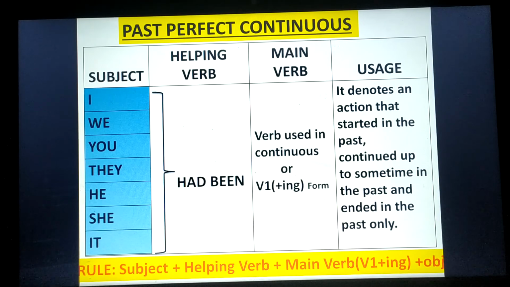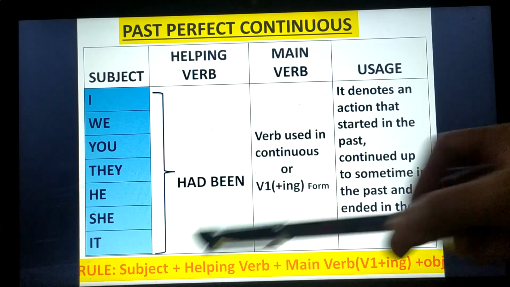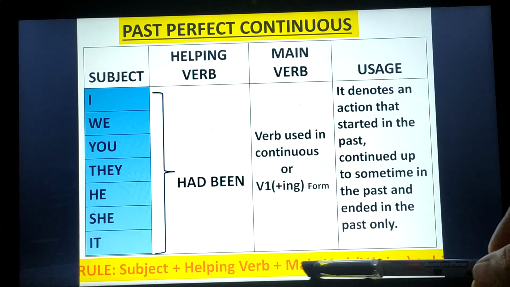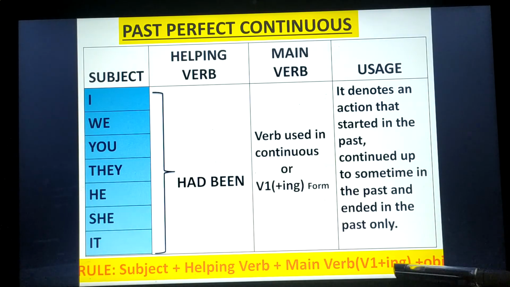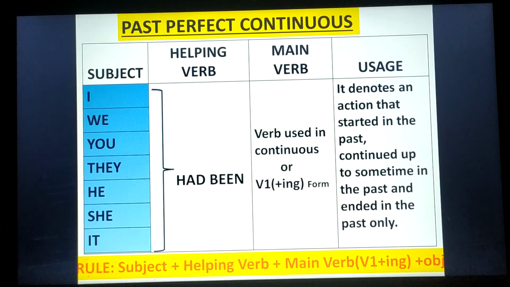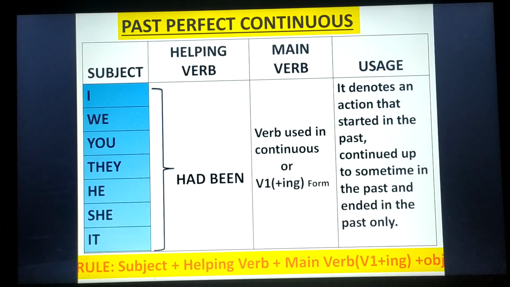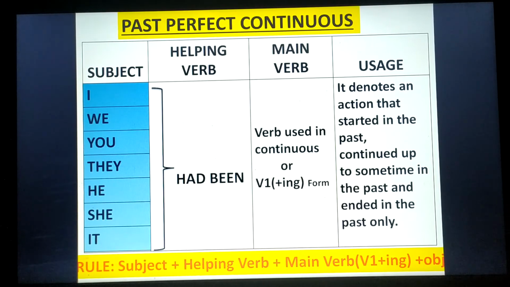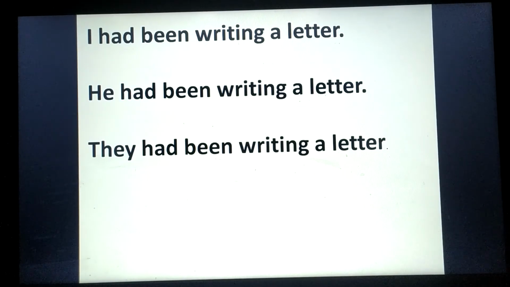Here the rule to make it is subject plus helping verb with main verb. Main verb means verb's first form and ing, and then the object, right? We use it to show an action that started in the past, continued up to some time in the past, and ended in the past only, right? So this is past perfect continuous. Here we will use the same helping verb had been for all subjects. You can see here examples. I had been writing a letter. He had been writing a letter. They had been writing a letter.